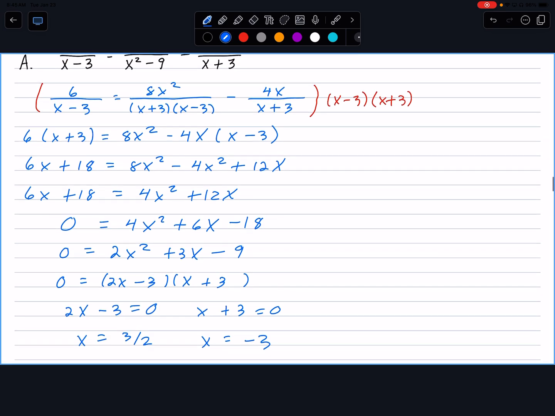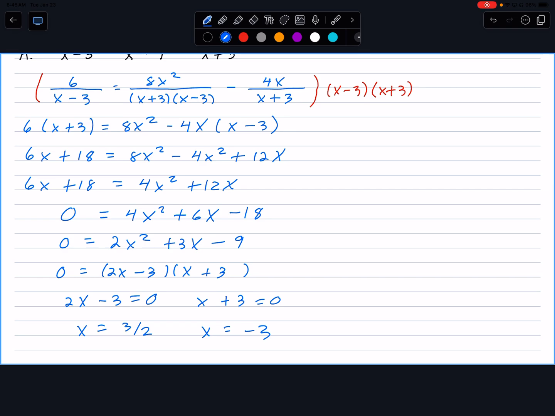Now, just like we've talked about before, and this is, I think, the first time it's going to come up here, we do have to check for extraneous solutions. So I'm going to check this 3 halves. I think you guys would agree, plugging in 3 halves into any of those denominators will not make it equal to 0. But notice in this case, negative 3. If I plug in negative 3 here, it'll make this denominator equal to 0.